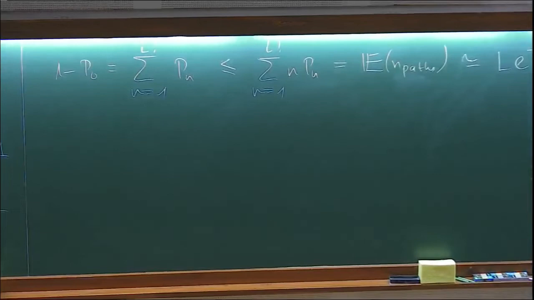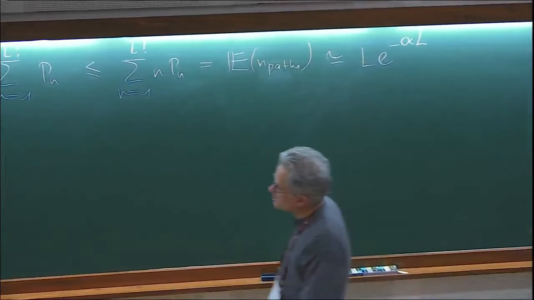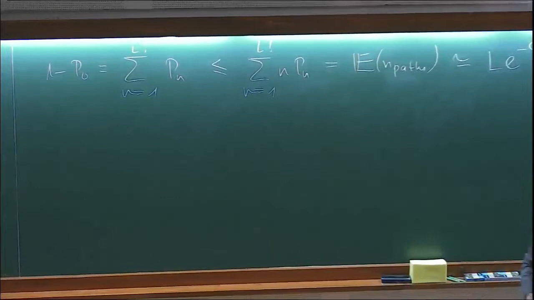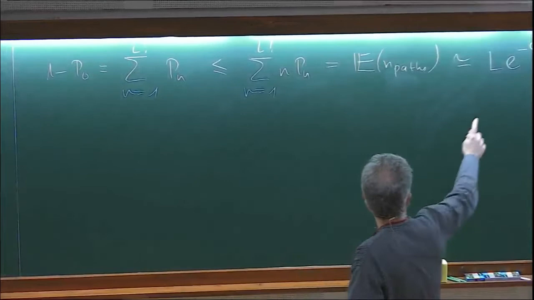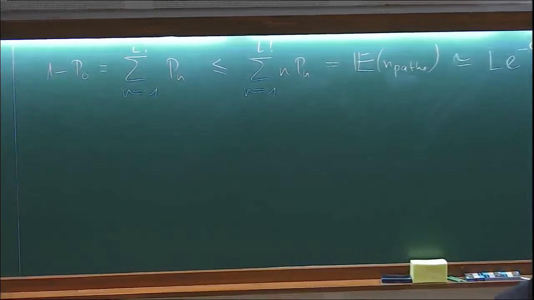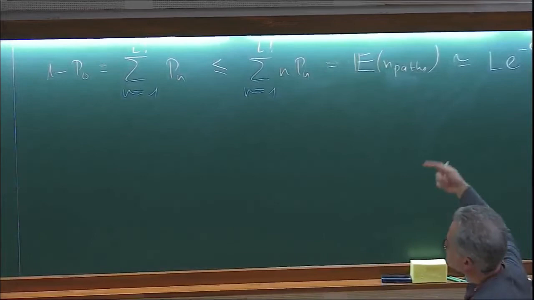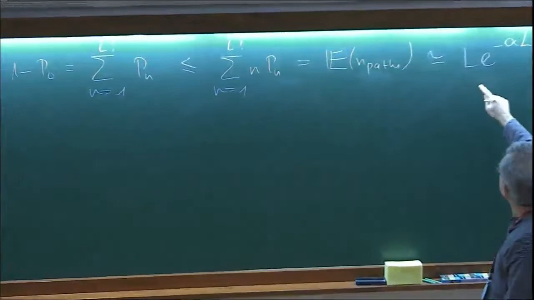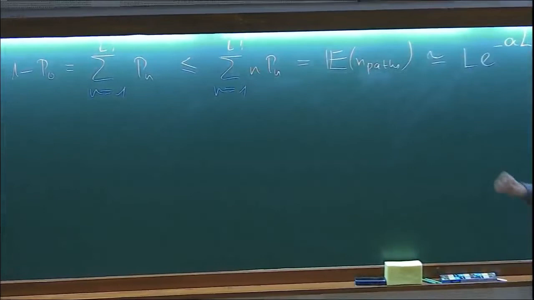So if I consider a sequence of systems which have an alpha depending on L, and if alpha is greater than log L over L, then this will go to zero, and then this will also go to zero. So then the probability of having at least one path will be zero. The converse is much more difficult to prove, but it can also be shown, it doesn't follow from this inequality, that if alpha is smaller than log L over L, then this probability will go to one.